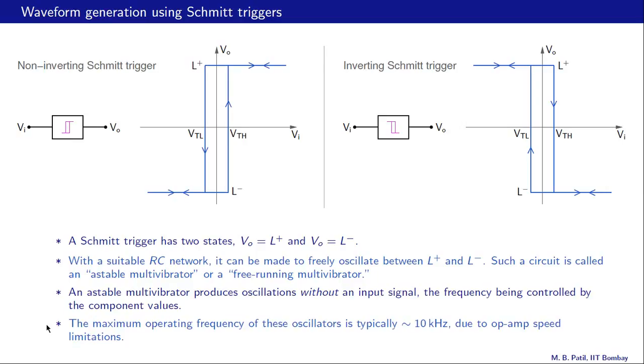And we should remember that the maximum operating frequency of these kinds of oscillators is typically about 10 kilohertz, and that is because of op-amp speed limitations. As we have seen earlier, op-amp has a finite slew rate, and therefore this maximum operating frequency is limited.